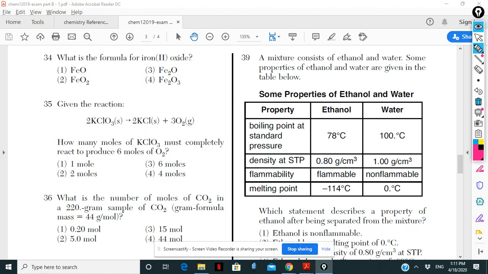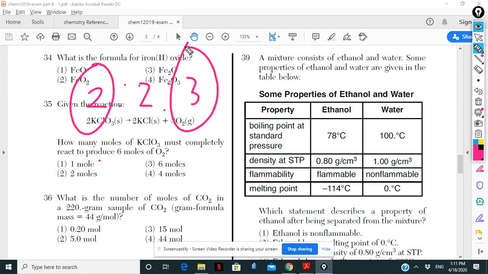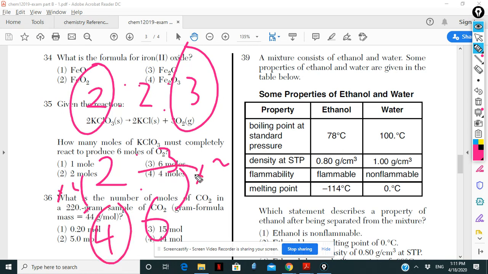Given the reaction, 2 potassium chlorate gives 2 potassium chloride plus 3 oxygen. How many moles of potassium chlorate must completely react to produce 6 moles of oxygen? The ratio is 2 to 2 to 3, so the ratio between potassium chlorate and oxygen is 2 to 3. Now I need 6 moles of oxygen, so I multiply by 2, and it should be 4 moles, which is number 4.